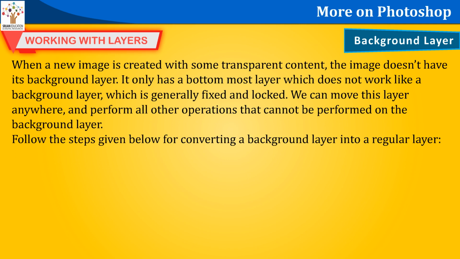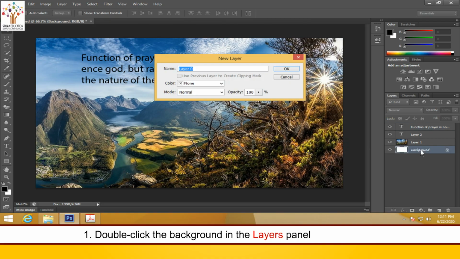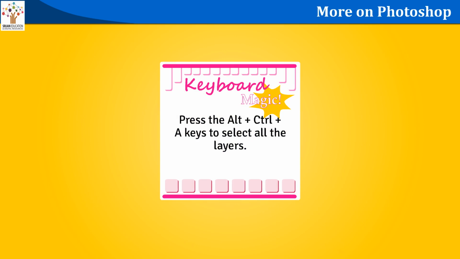Follow the steps given below for converting a background layer into a regular layer. Double-click the background in the Layers panel or select Layer followed by New, then choose Layer from the background. After setting up the layer options, just click OK. Keyboard magic: press the Alt plus Ctrl plus A keys to select all the layers.